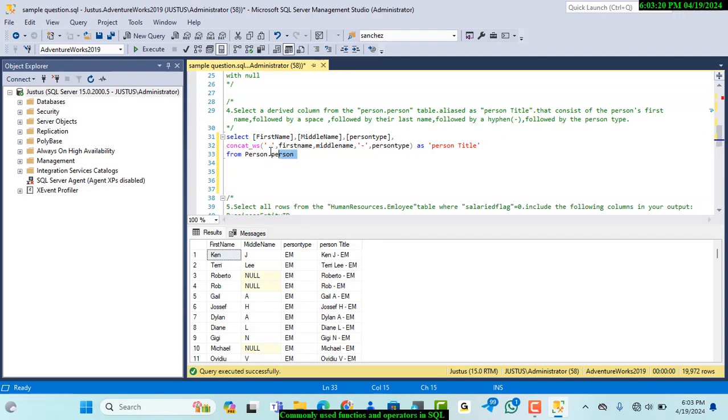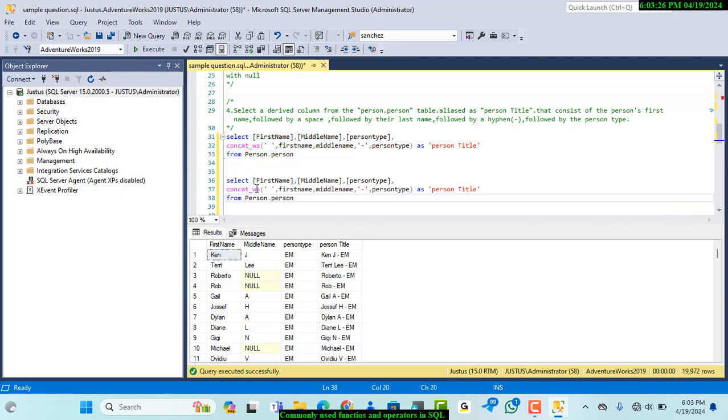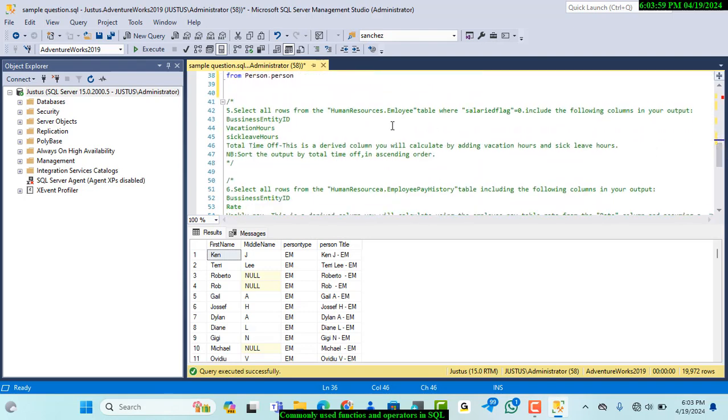Execute my query, and the results are displayed that way. The other way of doing that, I can use the word CONCAT. So instead of concat with separator, just write concat, open a bracket, first name, put a space, and again a space before and after the hyphen. So this is another way of doing all that. It gives the same output. The two give the same output. Now I move to question 5.